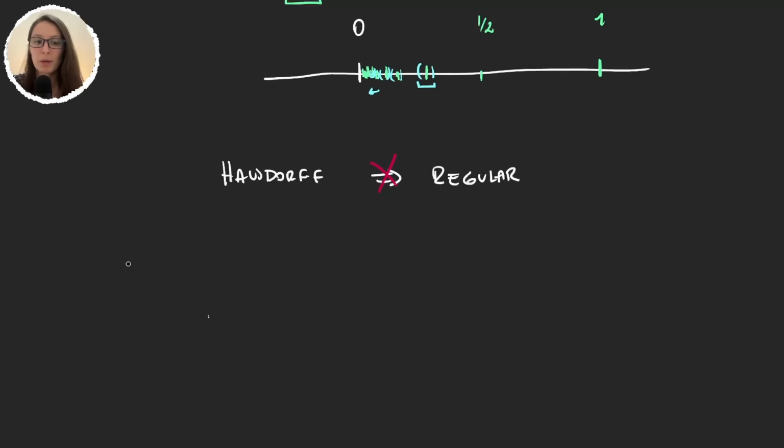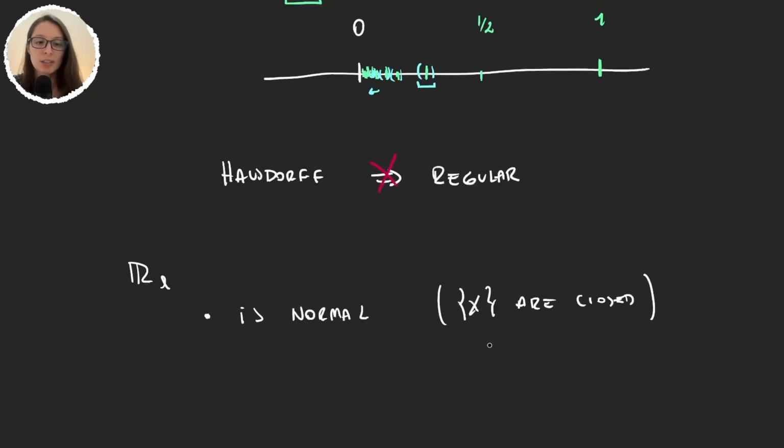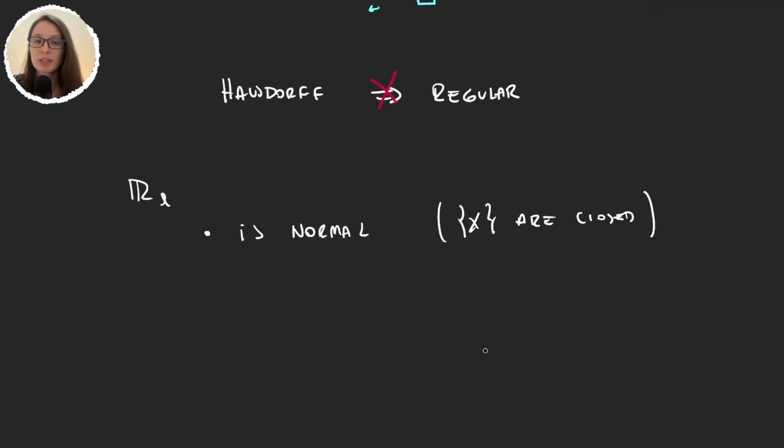What happens now when we consider the lower limit topology? Well, we will see that R_L is normal. For this, we again have to check first that the singletons are closed, but this is trivial again for the lower limit topology, simply because the standard topology is a subset of both R_L and R_K, and we know that singletons are closed for the standard topology. To prove that it's normal, we will take two closed sets A and B.